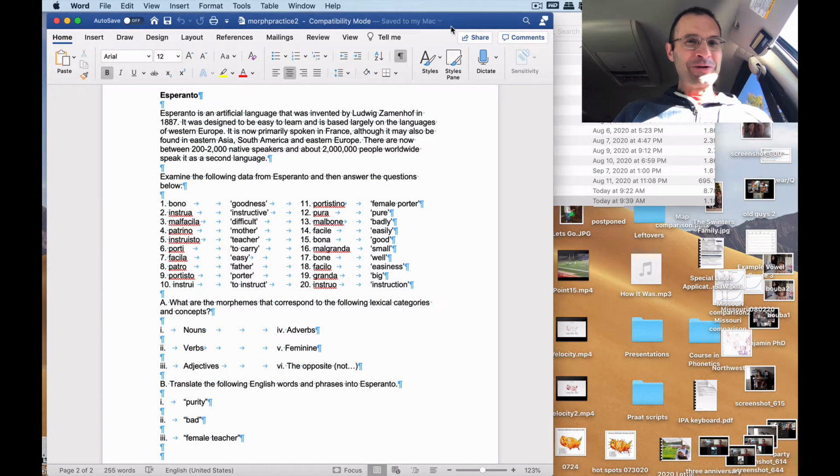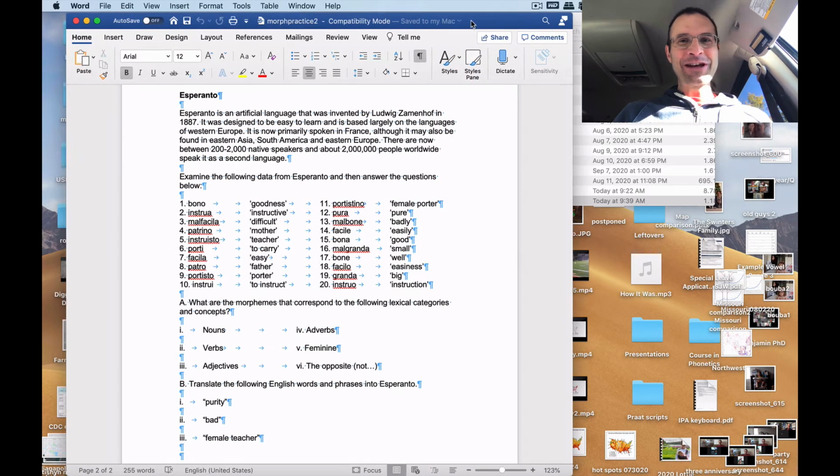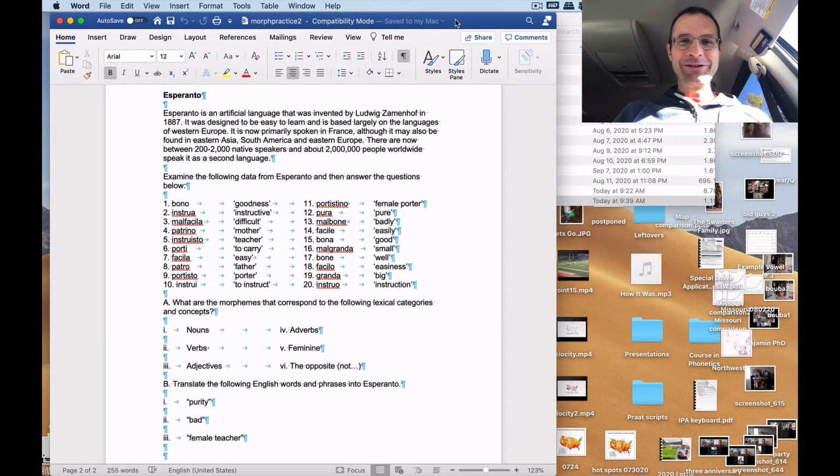All right, Ling 201, we are going to do the second part of this exercise from the inside of my vehicle, for reasons which will remain unknown forever.